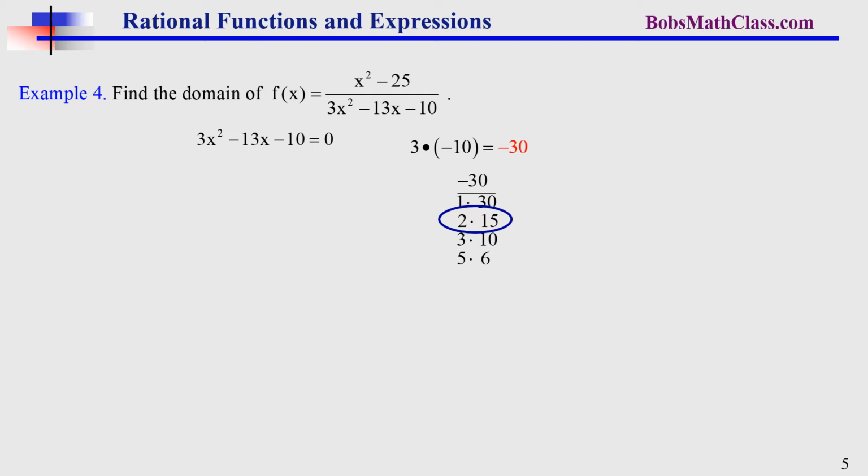And we want its sum to equal negative 13. So that would be positive 2 and negative 15. So split the middle term into 2 terms using that pair that we just found. Factor x from the first pair and negative 5 from the second pair.